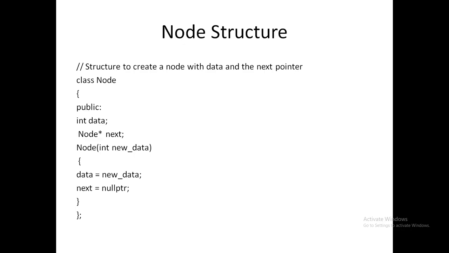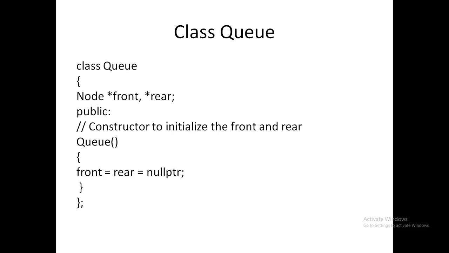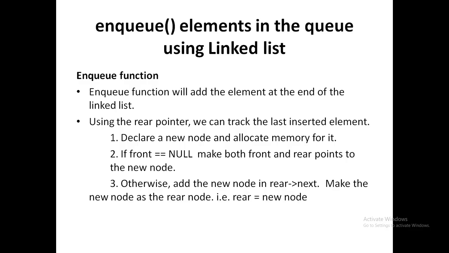So the node structure is data with the next. Initially, when we have created the node, the next is the null pointer. In case of queue, we are having front and rear pointer. Initially those two are null pointers only. So how are we going to do the enqueue operation, which is insertion of an element into the queue.